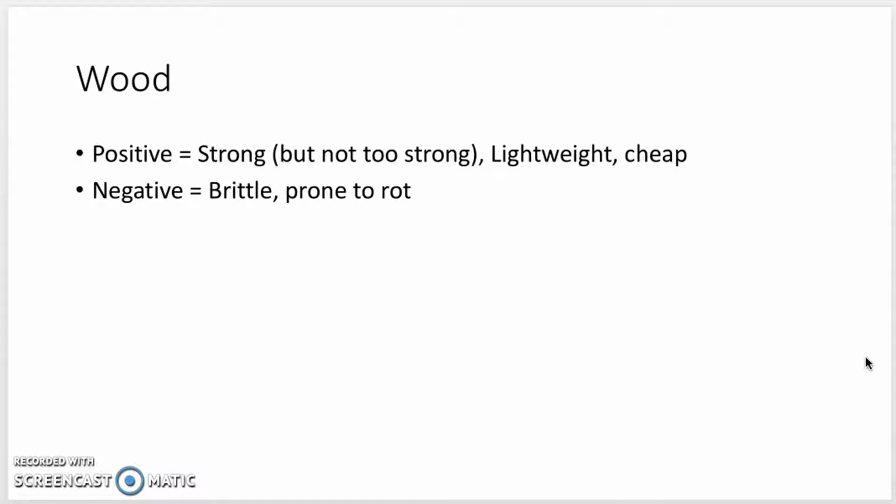Wood is strong, but it's not nearly as strong as our metals. It is very lightweight, and it can be pretty cheap. However, it can also be brittle, and then it is prone to rotting, which if wood rots to a certain extent, its mechanical properties are almost completely negated.